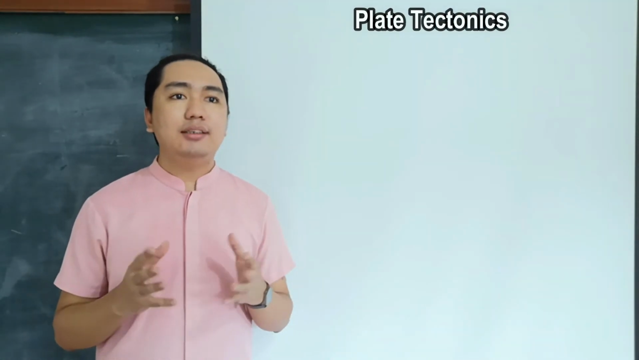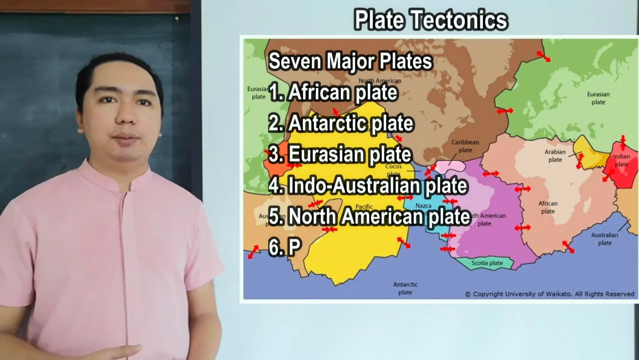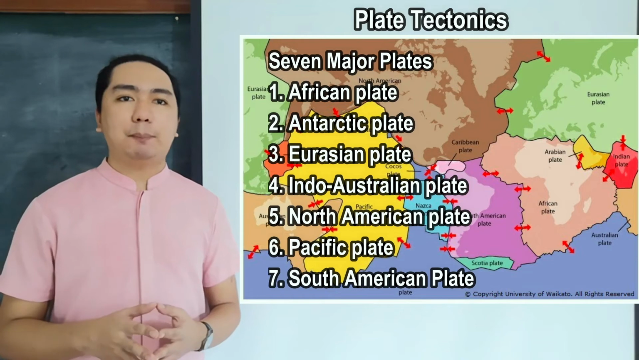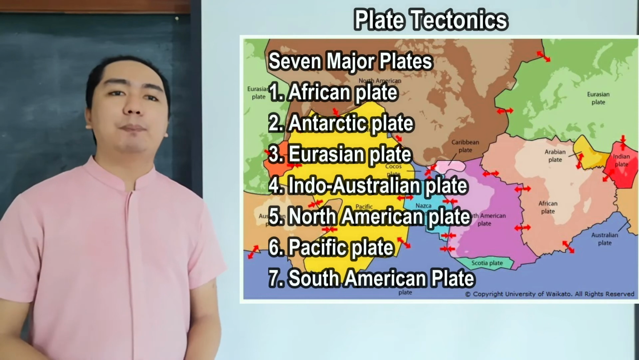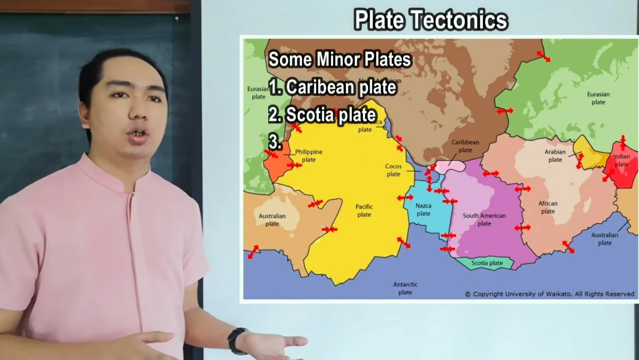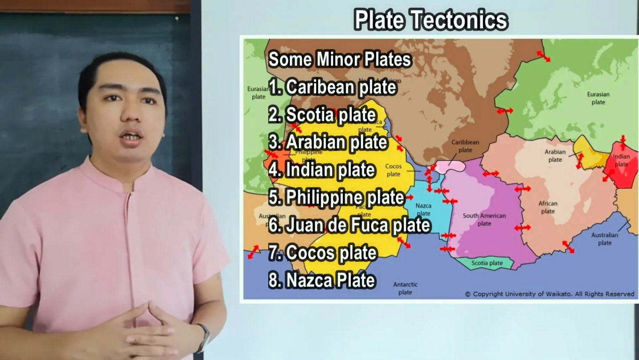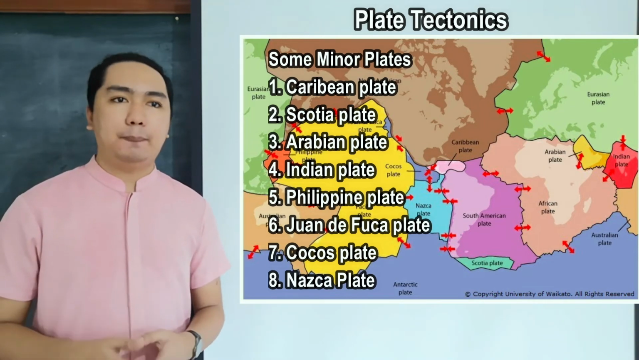The lithosphere is the layer of the Earth that is mainly involved in tectonic activities. It is divided into 7 major plates that include the African plate, the Antarctic plate, the Eurasian plate, Indo-Australian plate, North American plate, Pacific plate, and the South American plate. There are some minor plates that include the Caribbean, Scotia, Arabian, Indian, Philippine, Juan de Fuca, Cocos, and Nazca plates.